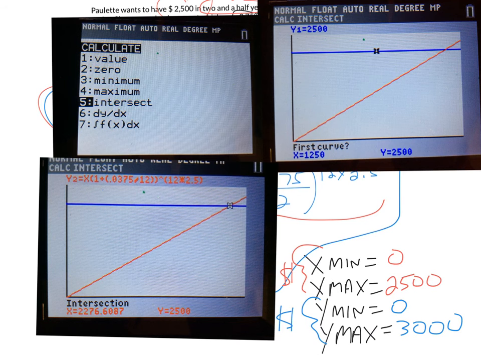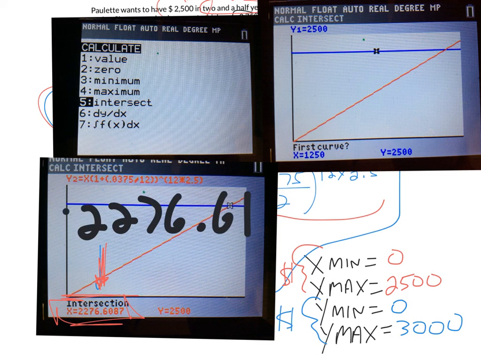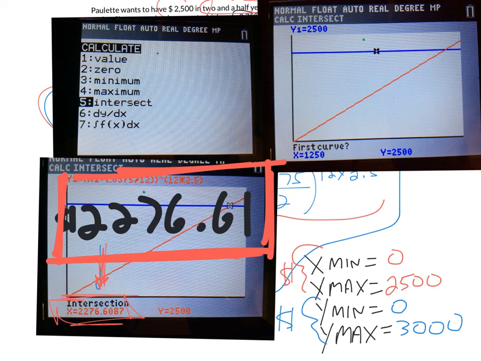So now I'm looking for the point of intersection of those two equations. So I go to second, calculate, and option 5 for intersection. And here, the point of intersection is 2276.6087, and Y is 2,500. But here the question says, how much money should she invest? Remember, X represented the principal. So here, Paulette should invest, it looks like, $2,276.61. If she puts that in the bank, after 2.5 years, she will end up with her $2,500.